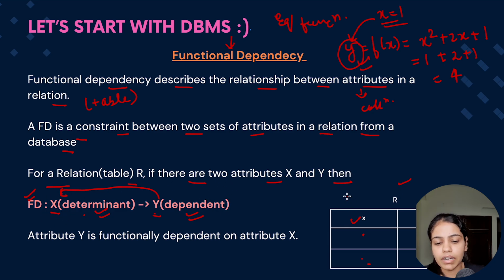Consider in a normal table that there is a roll number and there is a name. So if I know the roll number of any person, I can tell the name of that particular person. So roll number is kind of a determinant and name is kind of a dependent, and name is functionally dependent on roll number because if I know the value of roll number, I can determine the value of name. So attribute y is functionally dependent on attribute x, or we can say x determines y.